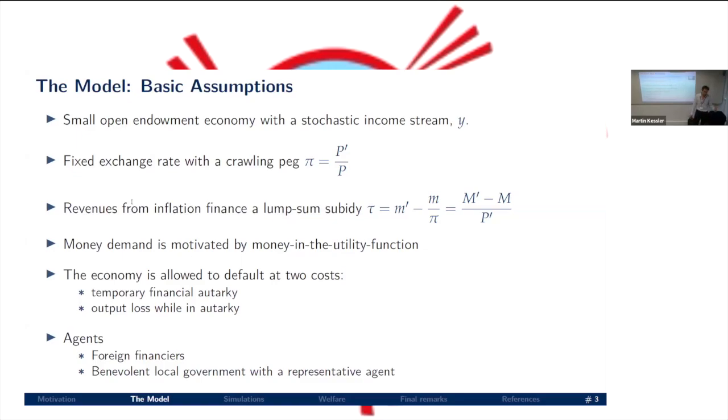And then this economy can issue foreign debt to risk-neutral lenders from abroad, and these debt contracts are non-enforceable. So the economy can default, at two costs. One of them is temporary financial autarky, so they're excluded from financial markets, and then they face the probability of re-entry to these markets the following period. And then there's also an output loss, which is traditional in this literature. And so what we do is consider the case of a benevolent government that maximizes the lifetime utility of a household.